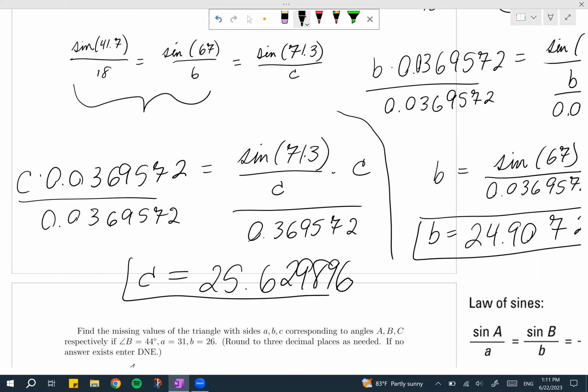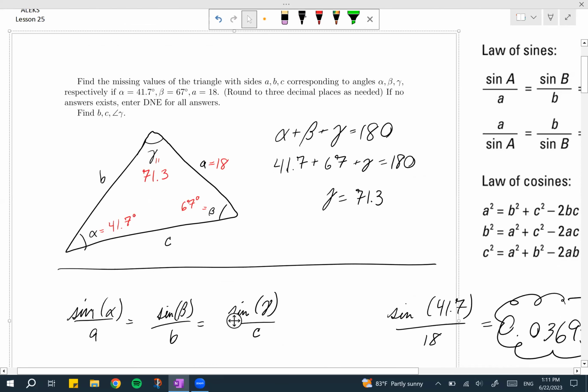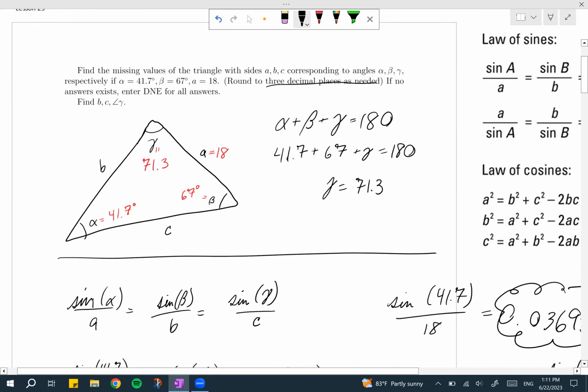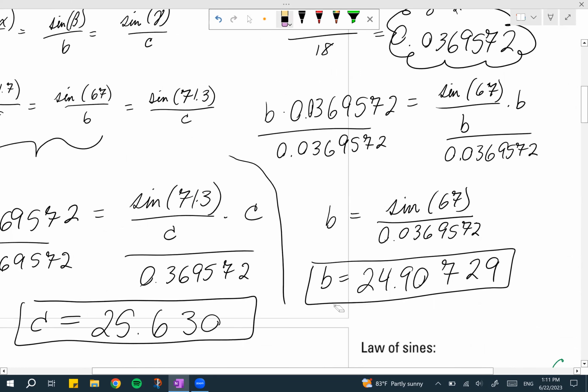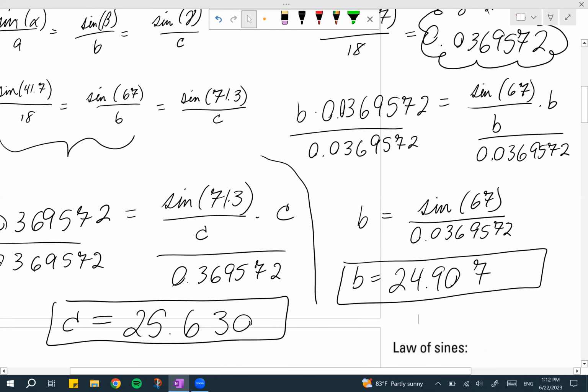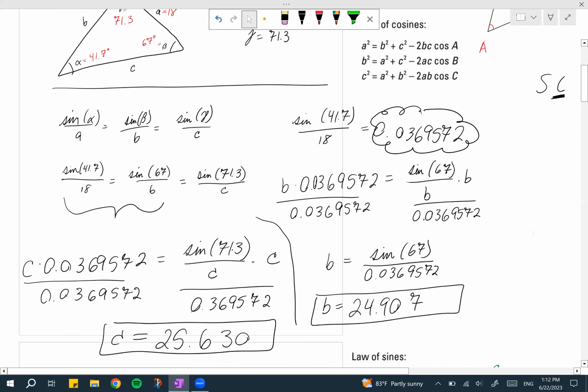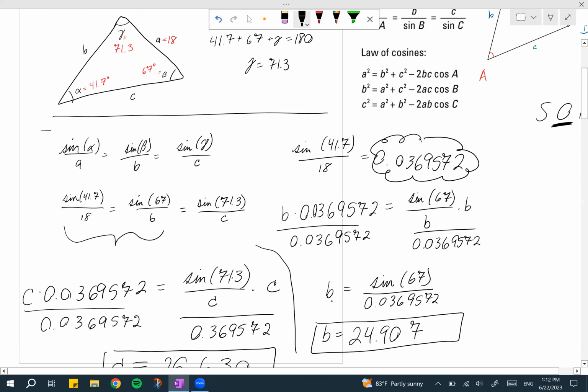25.6298696. And then I would round to 3 decimal places, I think is what it wants. Yeah, 3 decimal places. So B would be 24.907 and C would be 25.630. And that would be my final answer. It looks like a lot, but really it's just remembering this formula right here.